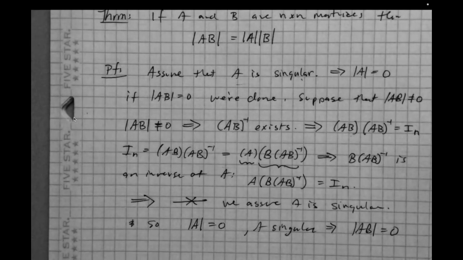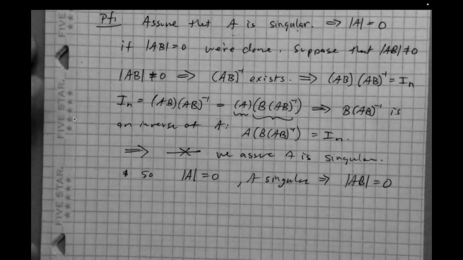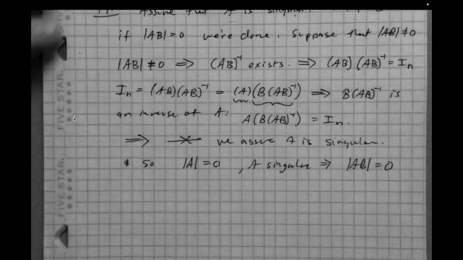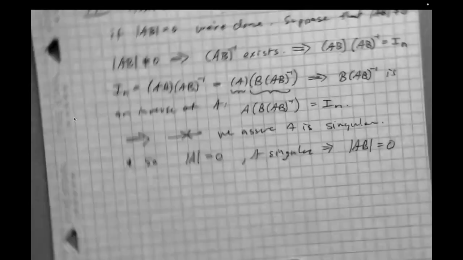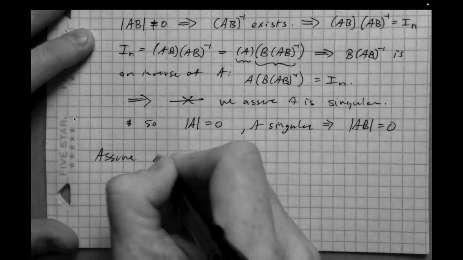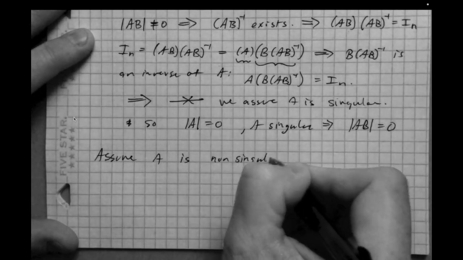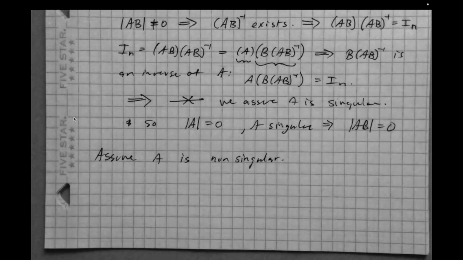Okay, we'll assume next the case where A is non-singular, i.e., there is an inverse for A and A is going to have a non-zero determinant. So we'll assume secondarily that A is non-singular. Okay, A is now non-singular.